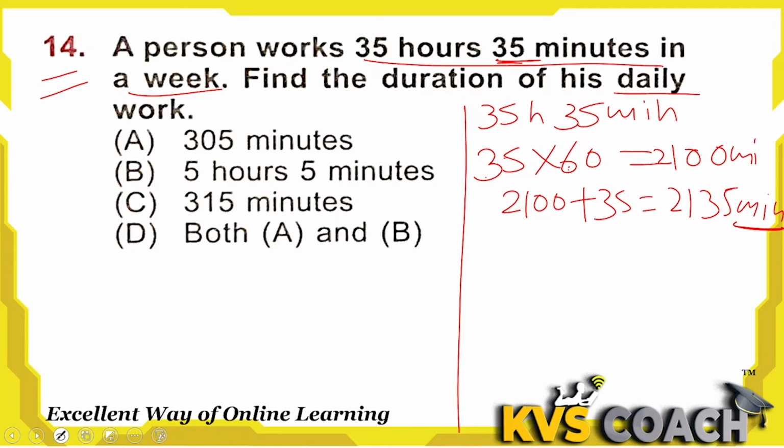So for daily, what we will do, we will divide it by 7. So 2135 divided by 7. Let's check what we will get here. I will show you here.